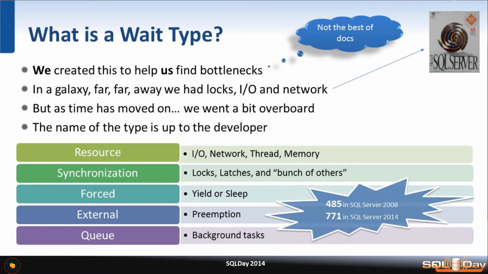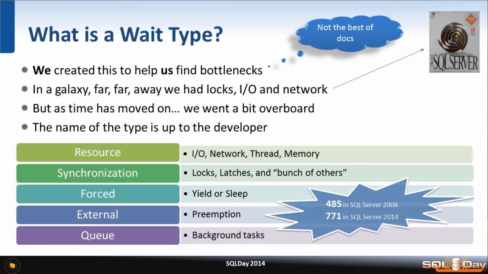Now, as I go through these different wait types in today's talk, I'm going to categorize them in different types. So for example, a resource wait type is where you're waiting on a resource. I/O, network, threads, memory, etc. A synchronization wait type is something we do internally to make sure we're synchronizing access to a resource, but it's not necessarily that you're waiting on a resource like I/O or network. And those are things like locks, latches, and others. So synchronization is all about making sure that we provide some sort of consistency or thread safety.